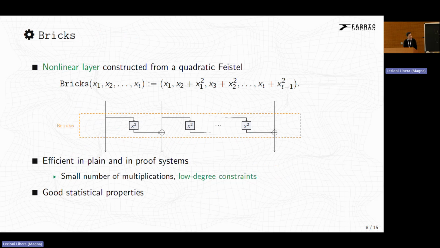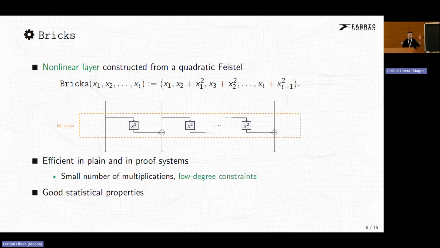Okay, so let's first talk about this Feistel layer. It's called bricks in our design, and it's constructed from this Feistel layer construction here. It's quite efficient in plain, of course, because degree 2 is quite fast. It's just 1 multiplication, and then you have t-1 multiplications for a t-word state. This is good in plain, but it's also not too bad in the proving system, because there's a single constraint with degree 2, and this is quite nice. So it's good for the proving system.